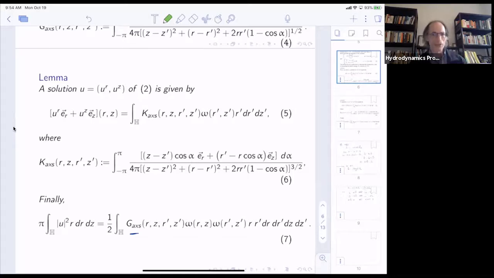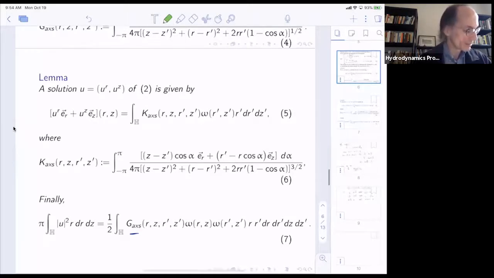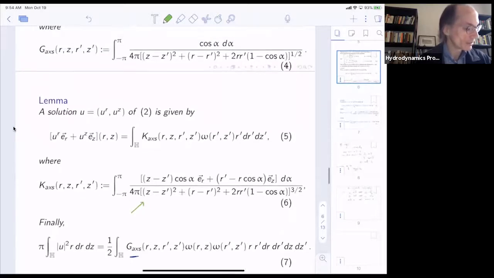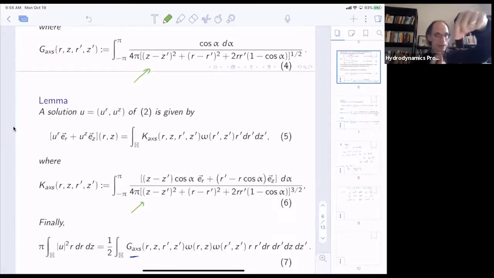There's one little observation you have to make. For example, the denominators we see in these expressions here and here, this is the distance between two points, R, Z and R prime, Z prime, when the angle between them in the tangential space is alpha. Then we integrate with respect to the angle, and we get these expressions, and then a cosine appears in the numerator for reasons that will become obvious.